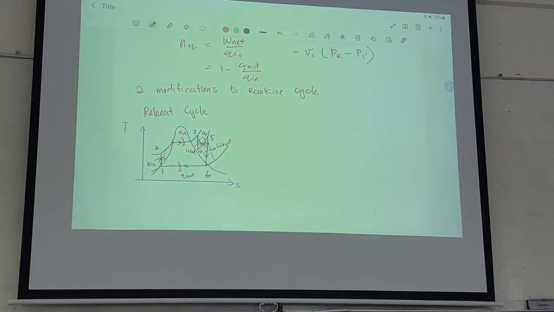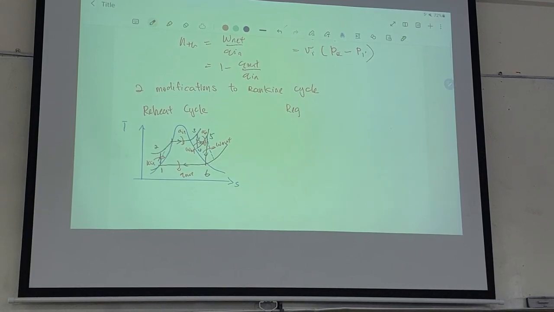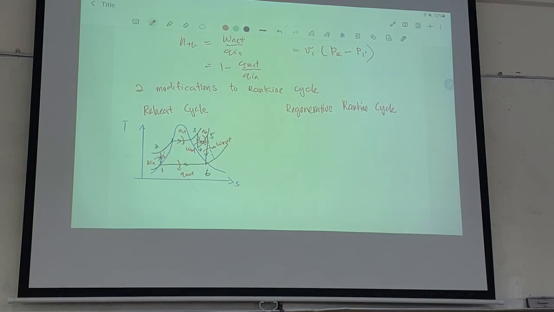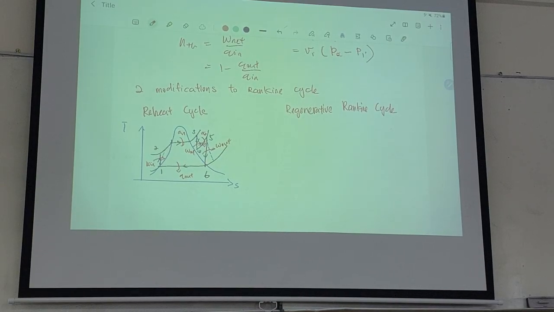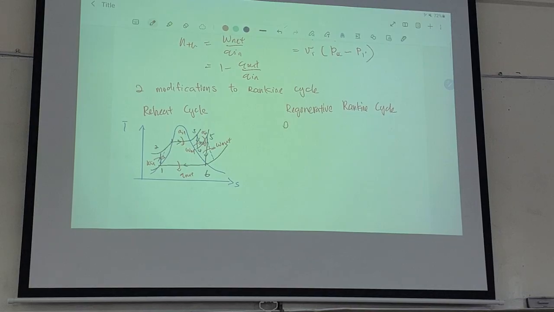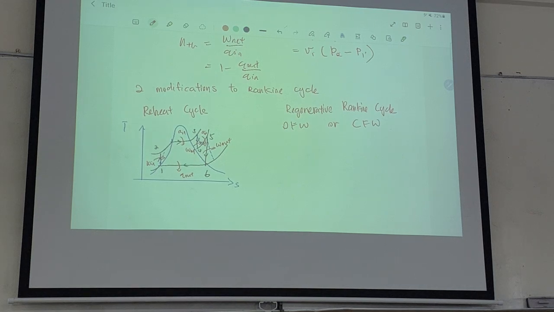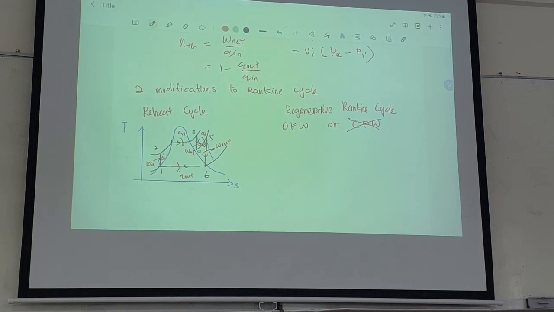And then the other modification that we have is the regenerative. This is the complicated one. So we have the regenerative Rankine cycle. For the regenerative Rankine cycle, we have 2 types also: open feed water or closed feed water. Calculation wise, in general, we don't really ask you closed feed water. This one, the most is just the theory.